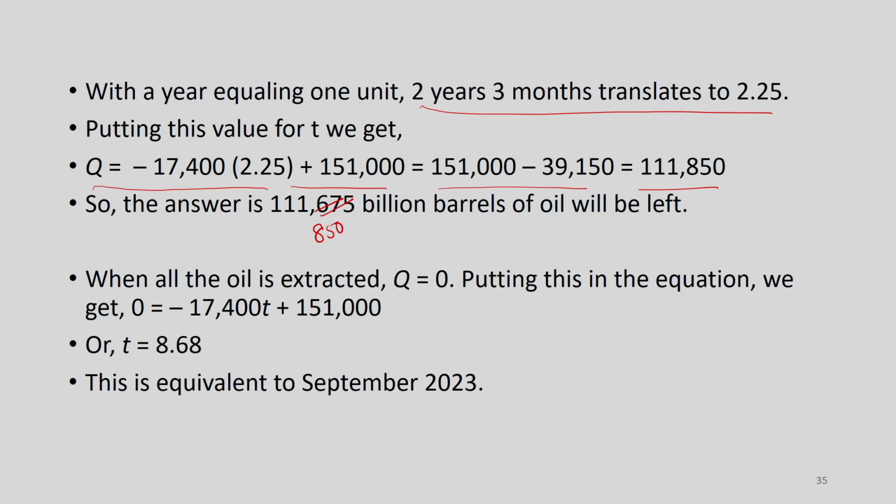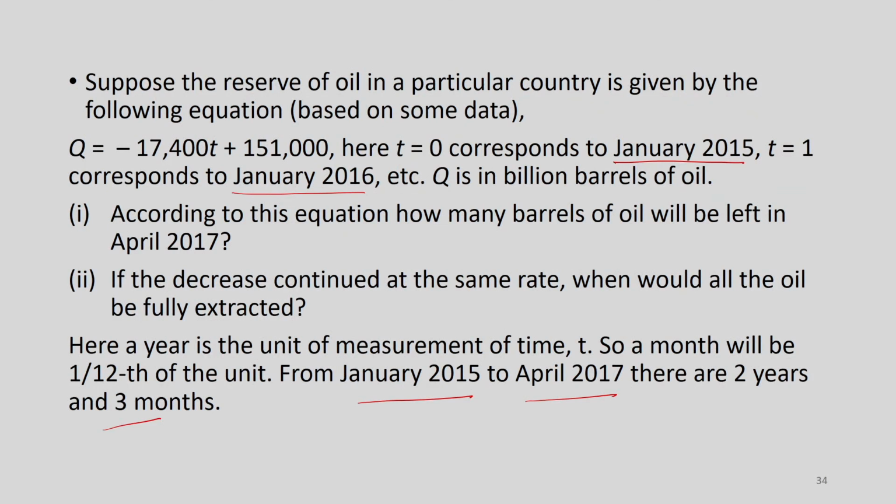There is a second part to this. If the decrease continued at the same rate, when would all the oil be fully extracted? Decrease means, you can see that Q is going down, that means more and more oil is being extracted. So, the reserve is going down. If it continues like this, then at some point obviously all the reserves will be extracted, then the question is at what time this will happen.